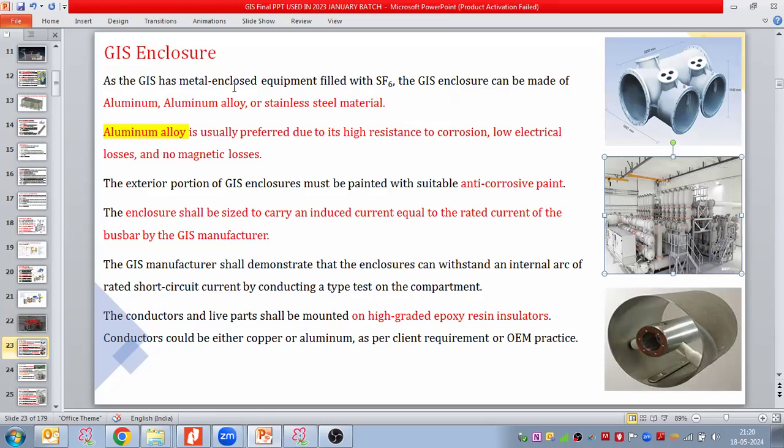So the GIS has metal enclosed equipment. So this is my metal enclosure. Inside that enclosure, we are putting the equipment. So GIS is metal enclosed equipment, and this enclosure is filled with SF6 gas. The GIS enclosure can be made of aluminum alloy or stainless steel material. Out of these, the most preferred is aluminum alloy. It is usually preferred due to high resistance to corrosion, low electrical losses, and no magnetic losses. So due to that reason, we prefer the aluminum alloy type enclosure.